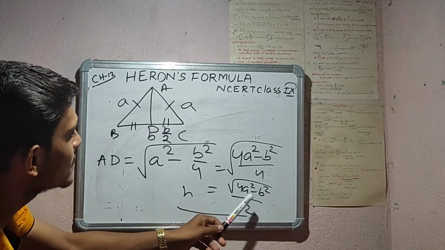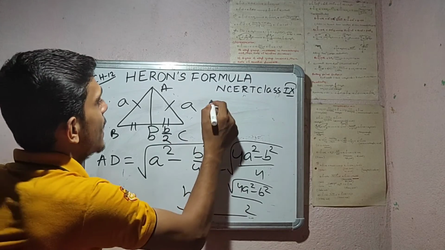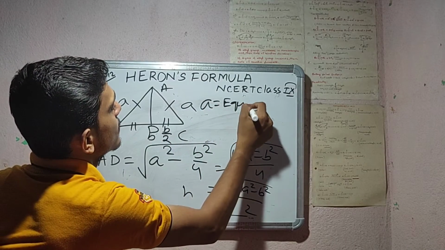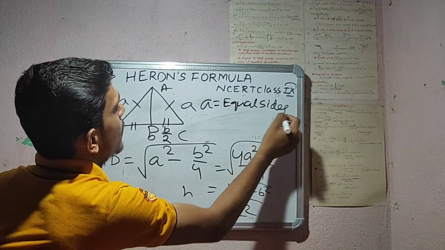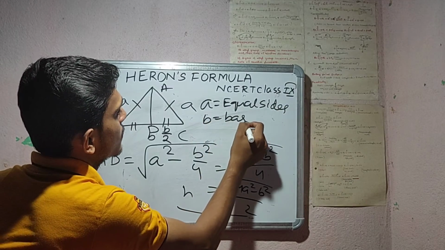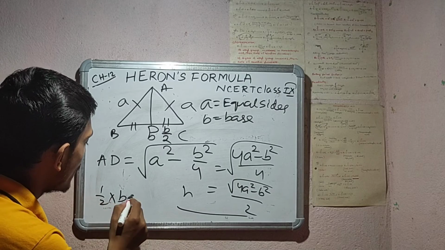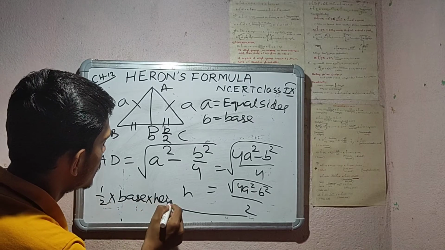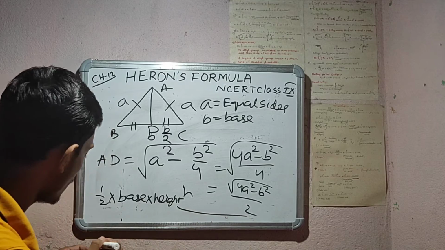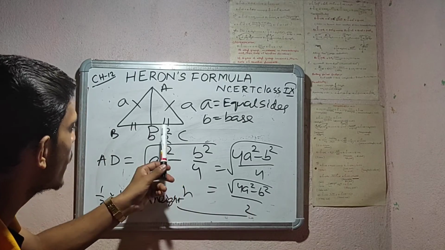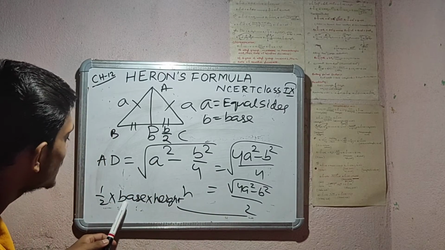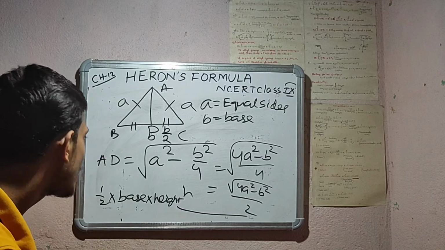Where A is the equal sides and B is the base. Okay. So half base into height. If we find the height from this formula, where A is given and B is given, then you can easily find the area of the triangle.